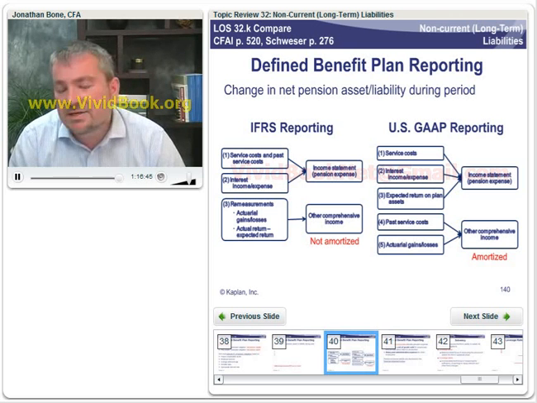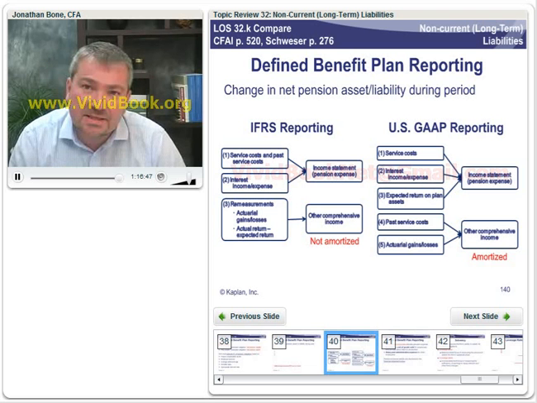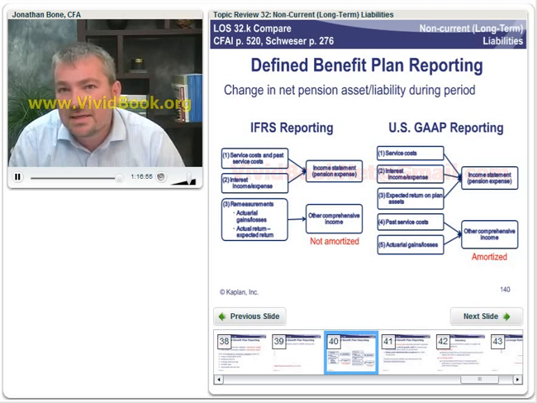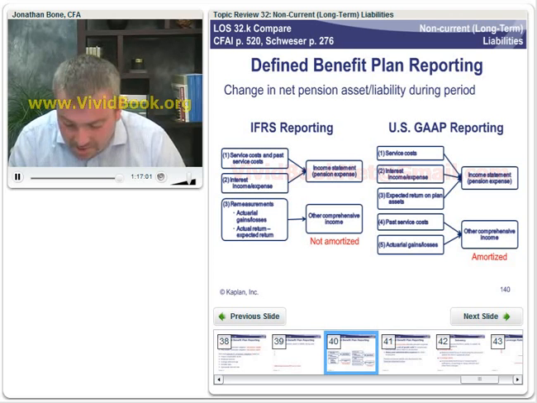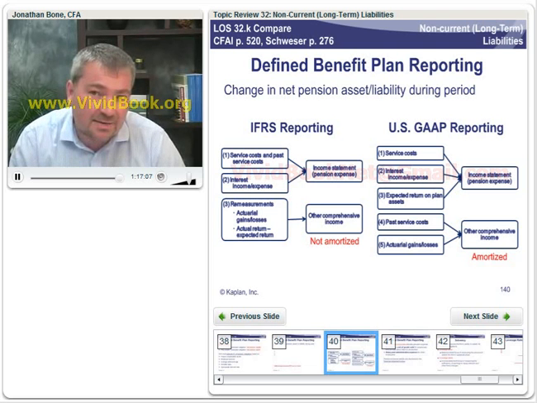Let's turn our attention now to US GAAP. Notice that service cost will go through the income statement. Interest will go through the income statement just like it did under IFRS. Notice as well, expected return on plan assets goes through the income statement. But notice our past service costs and the actuarial gains and losses, they go to other comprehensive income.